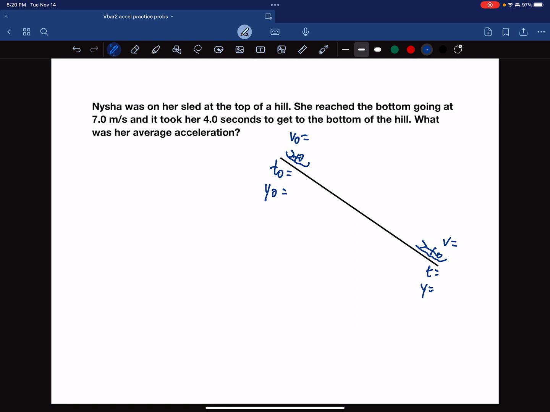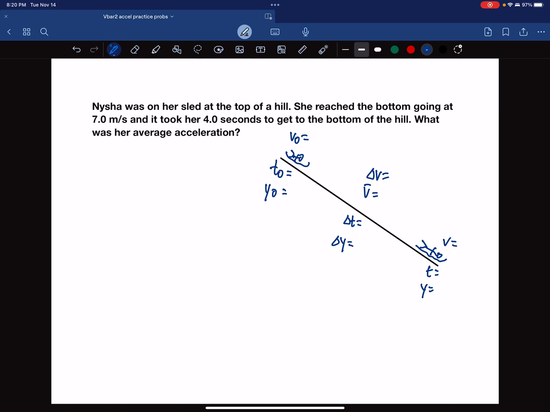Now, in terms of the time, what we might care about is the change in time or the time interval. And what we might care about in terms of position is the change in position. And for the velocity, we might care about the average velocity and the change in velocity. So those are all the things we could possibly need to know about this.